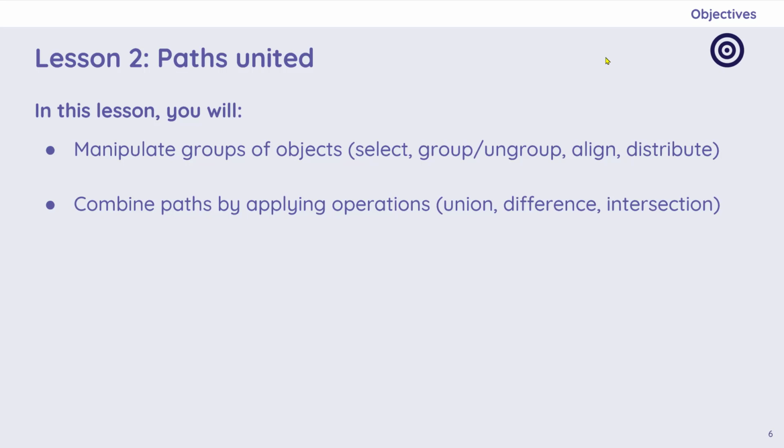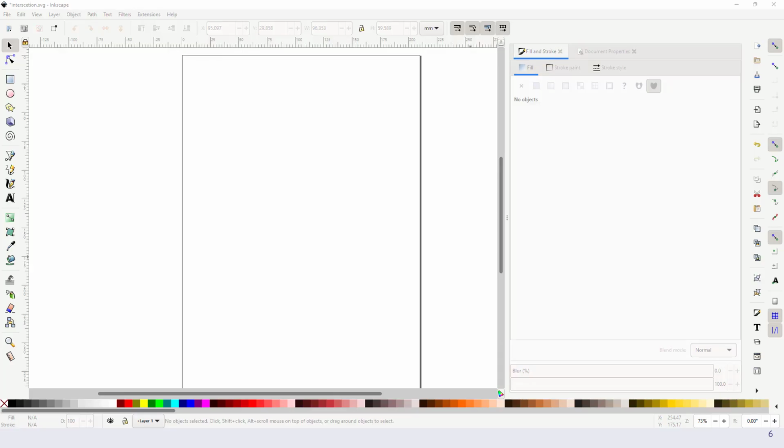Then we're going to look at combining paths by applying operations such as the union, difference and intersection to combine shapes. Okay, I'm just going to switch over to Inkscape and we'll get started.